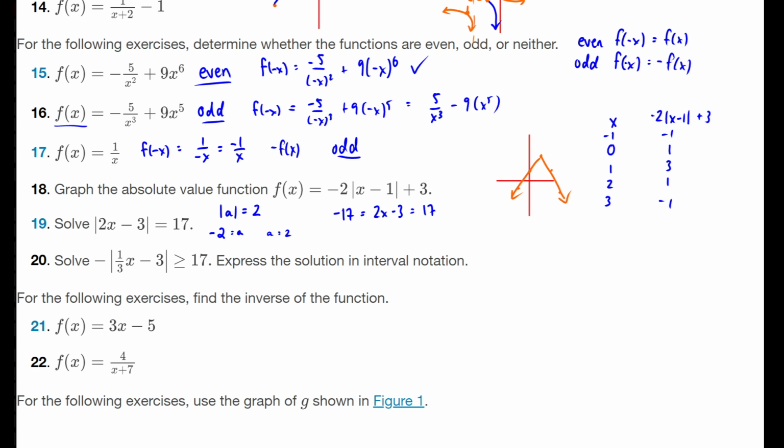So we can add 3 to both sides. So negative 14 is equal to 2x, which is equal to 20. And we can divide by 2. So negative 7 is equal to x and also 10. So x is going to be either negative 7 or 10.